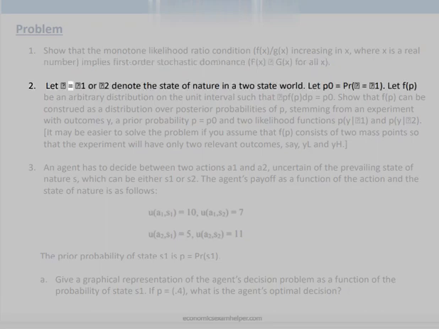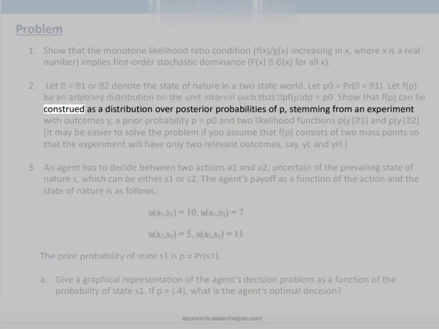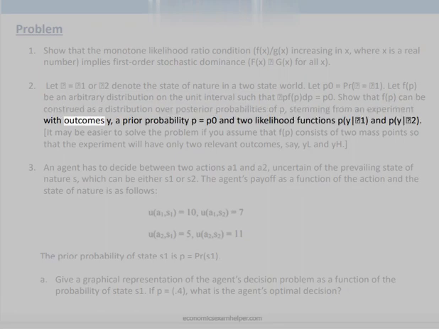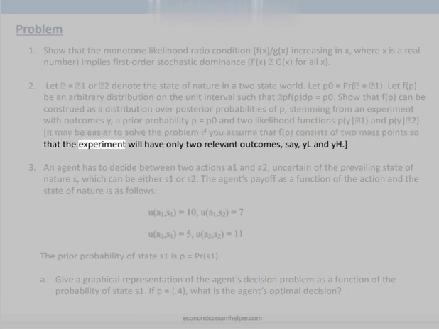2. Let θ equal 1 or 2 denote the state of nature in a two-state world. Let p0 equal Pr(θ=1). Let f(p) be an arbitrary distribution on the unit interval such that the integral of p f(p) dp equals p0. Show that f(p) can be construed as a distribution over posterior probabilities of p, stemming from an experiment with outcomes y, a prior probability p equals p0 and two likelihood functions. It may be easier to solve the problem if you assume that f(p) consists of two mass points, so that the experiment will have only two relevant outcomes, say, yl and yh.